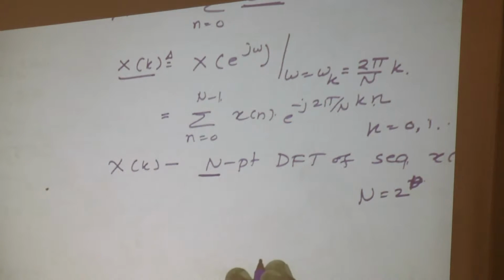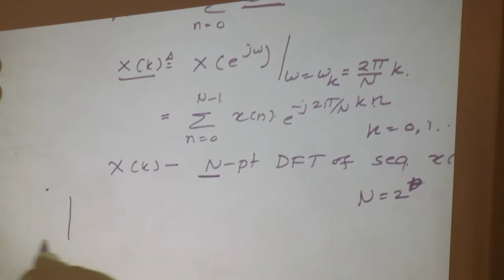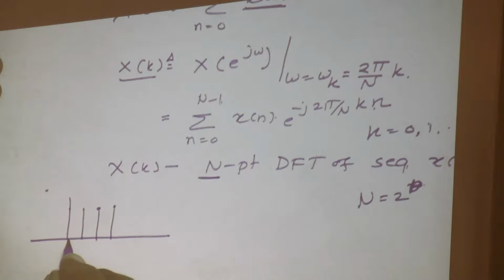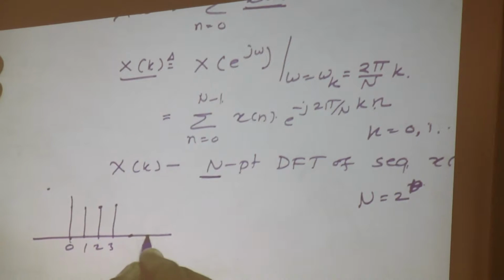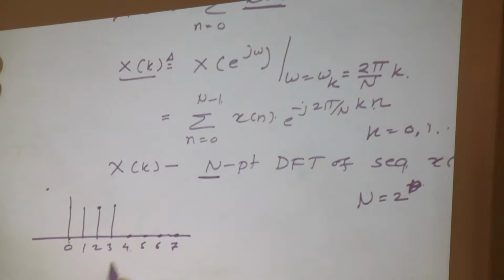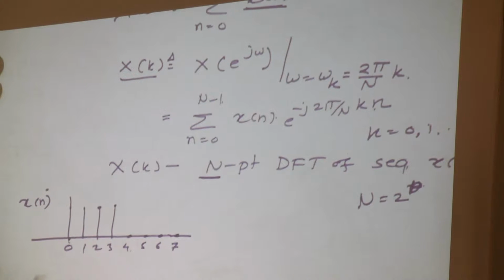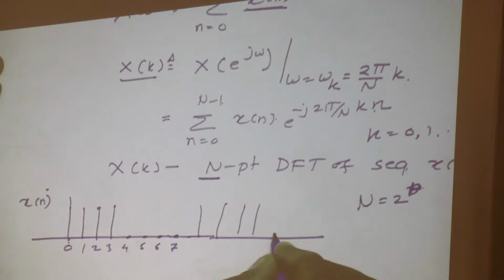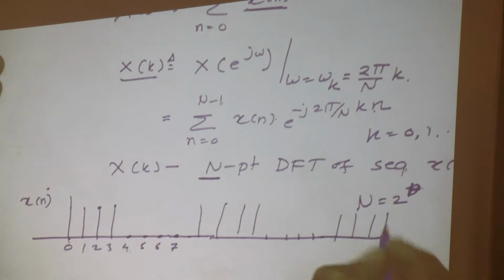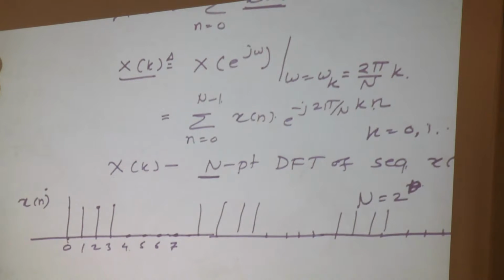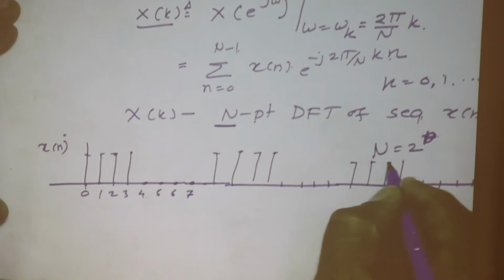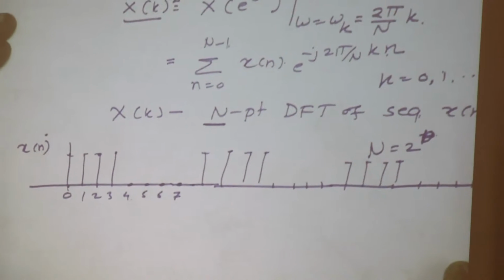Once again we will see. Now we will take an example. We have 1, 2, 3, 4, and 0, 1, 2, 3, 4, 5, 6 and 7. This is sequence x[n], that is periodic. Periodic means the 8th value is once again going to be like this. This is our x of n. All these values are 1. The sequence is periodic.